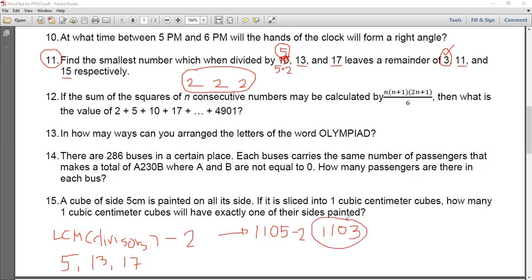We can check that one using a calculator. 1,103 divided by 10, obviously, the remainder is 3. You can also check 1,103 divided by 13, you will still get a remainder of 11. 1,103 divided by 17, you will still get a remainder of 15. So they're the same. Okay?